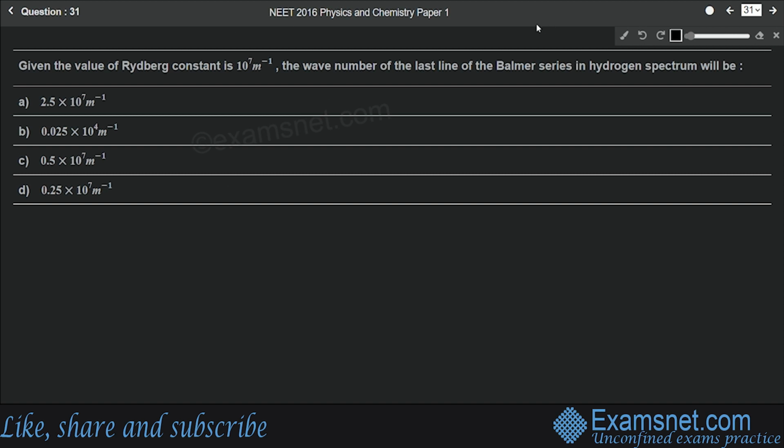Question number 31 is from the chapter Atoms, and the question is, given the value of Rydberg's constant is 10 to the power 7 per meter, the wave number of the last line of the Balmer series in hydrogen spectrum will be. Okay, so this is Balmer series, that means N1 is equal to 2. Then since last line is mentioned, so for last line N2 is equal to infinity. The value of Rydberg's constant R is given as 10 to the power 7 per meter.